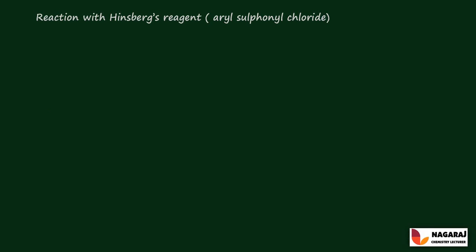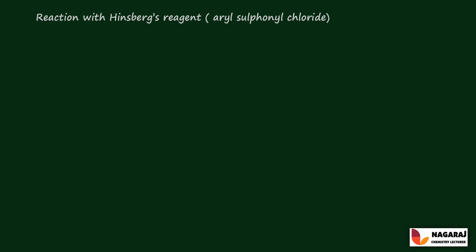So in the last class we have learnt about some chemical reactions of the amines, that is acylation reaction of amine and carbylamine reaction of amines, or it is also called as isocyanide test, and reaction with nitrous acid, and also we have discussed about the reaction with the Hinsberg reagent. Let us see a few more information about the reaction with the Hinsberg reagent.